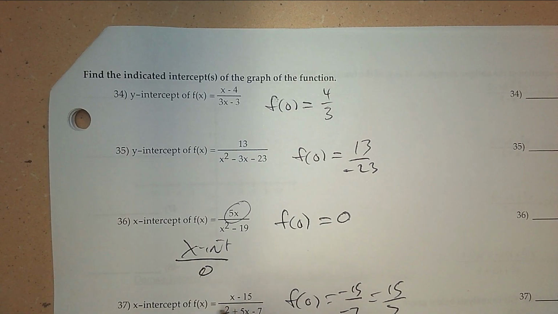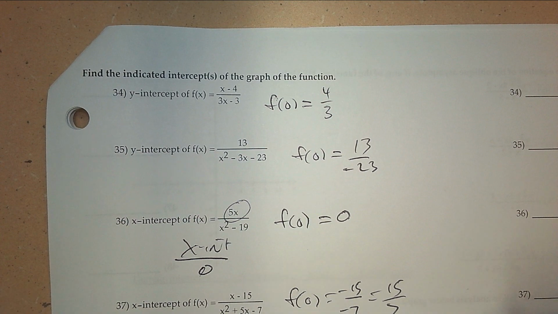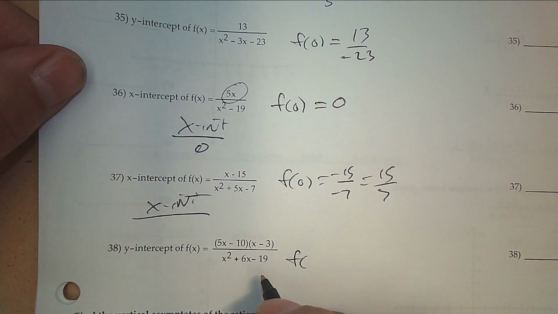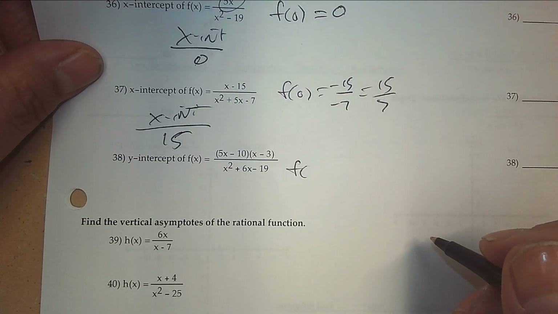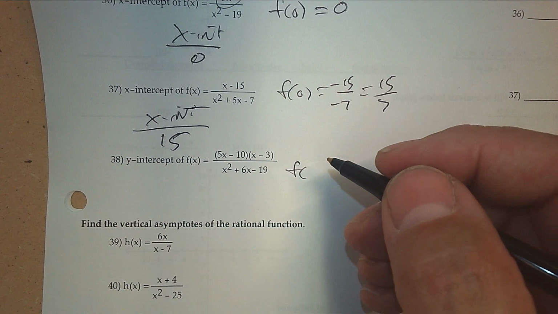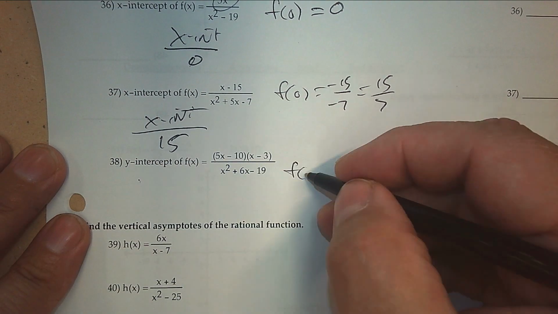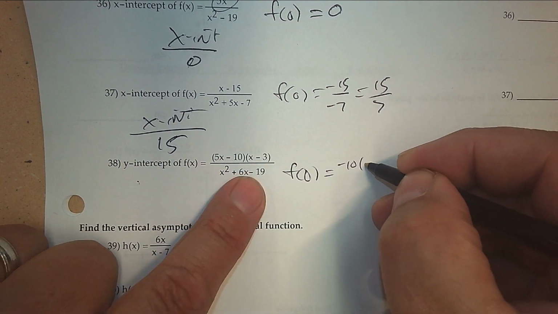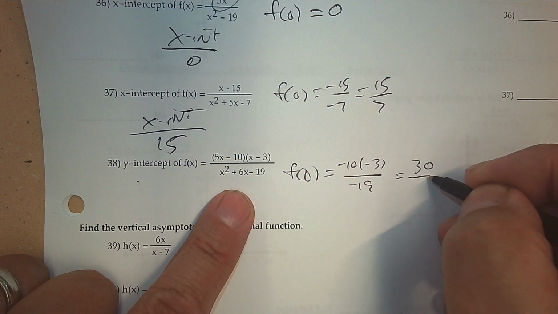The x-intercept, again, comes from the numerator. There's nothing that removes the numerator. There we are. So it's 15. And then again, this isn't factorable. Nothing's removable. So, but the y-intercept, now I'm doing it right. So if I look at the y-intercept, I get -10, -3, and -19. So that's 30 over -19.